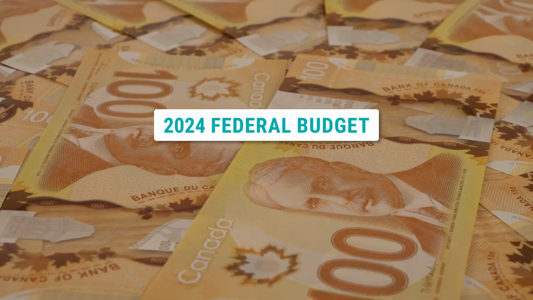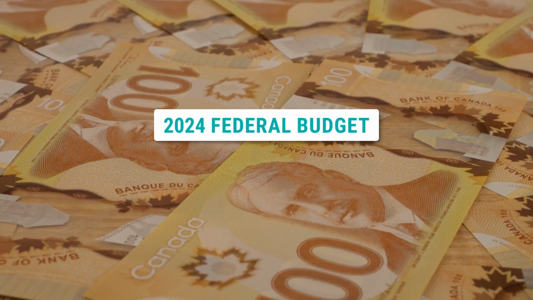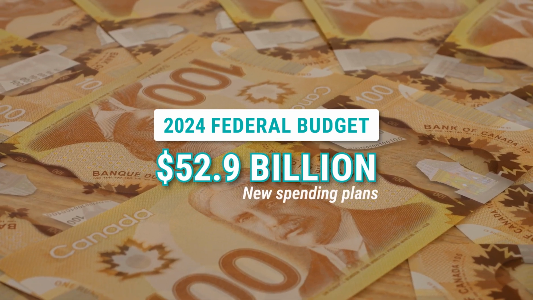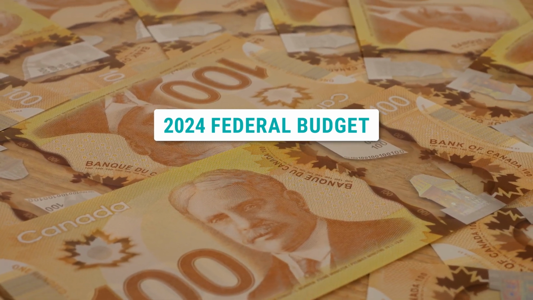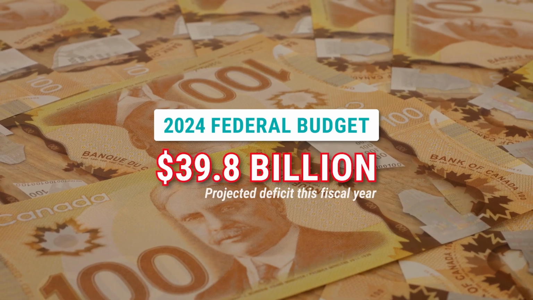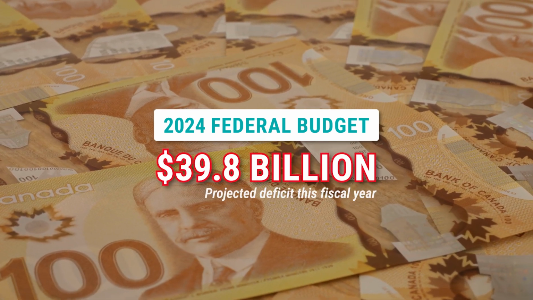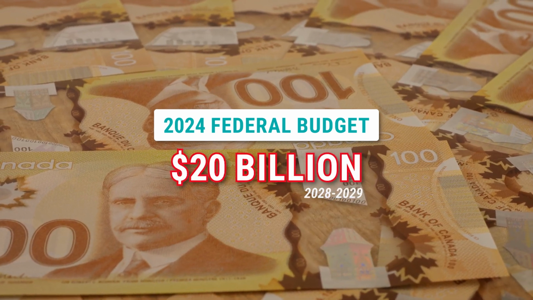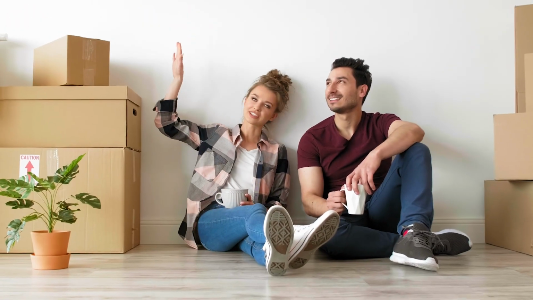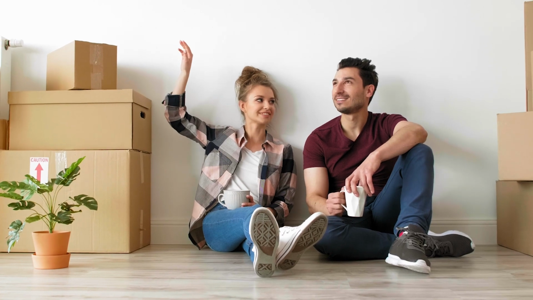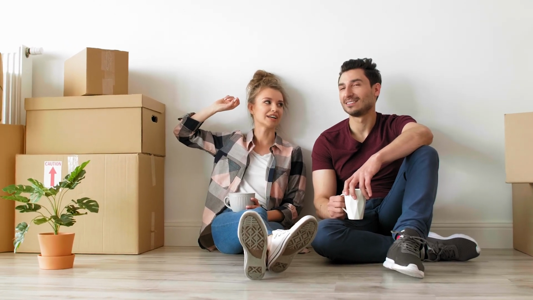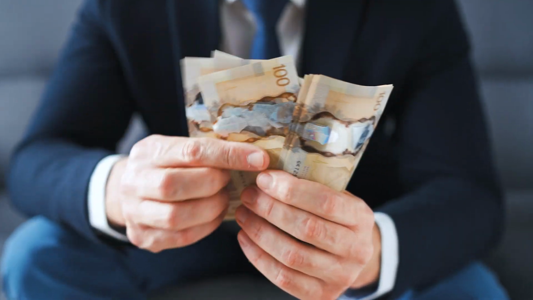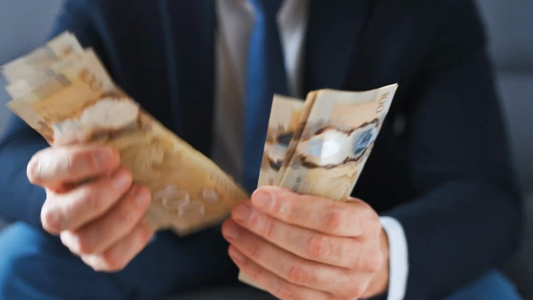The 2024 federal budget was released mid-April. It included $52.9 billion in new spending plans, which will result in a projected deficit of $39.8 billion this fiscal year before gradually declining to $20 billion by 2028-2029. Many of the budget's commitments are focused on easing the affordability challenges facing young Canadians, particularly when it comes to achieving home ownership. Conversely, many of the new tax announcements are aimed at wealthier Canadians.